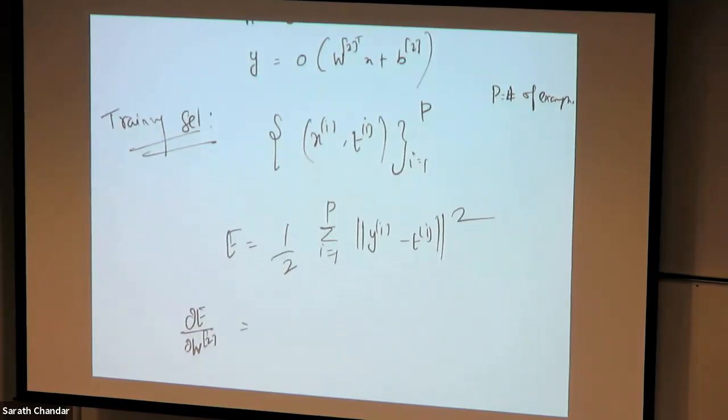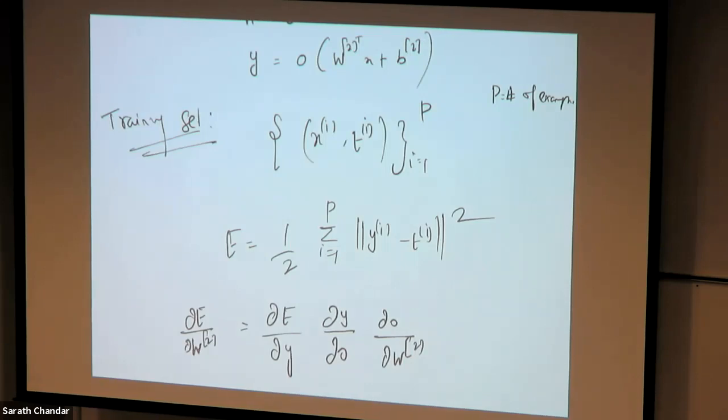Right? So E is not a function of W2. However, E is a function of Y, and Y is a function of W2, right? So I can actually apply the chain rule of differentiation here. So dou E by dou W2 is going to be dou E by dou Y, dou Y by dou O, dou O by dou W2. I can actually write these differentiations and I'll get a formula here. We are not interested in that formula, so we are not going to expand this.